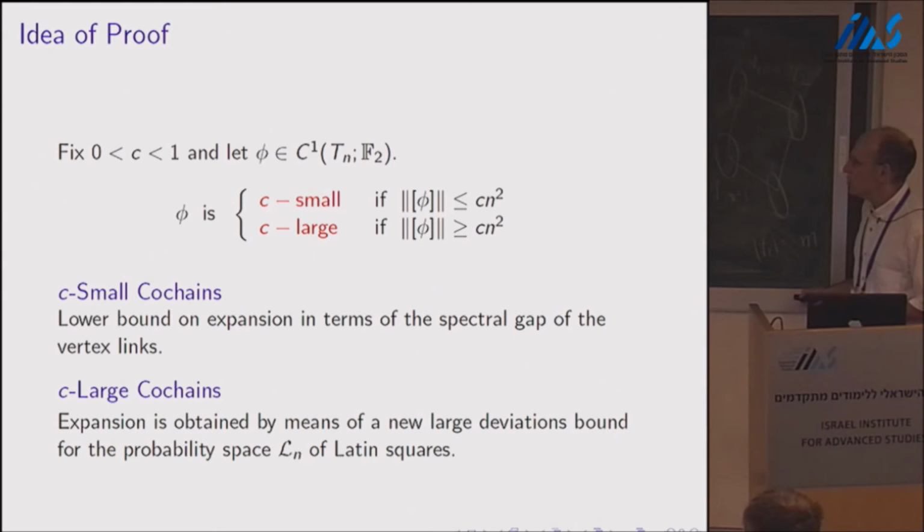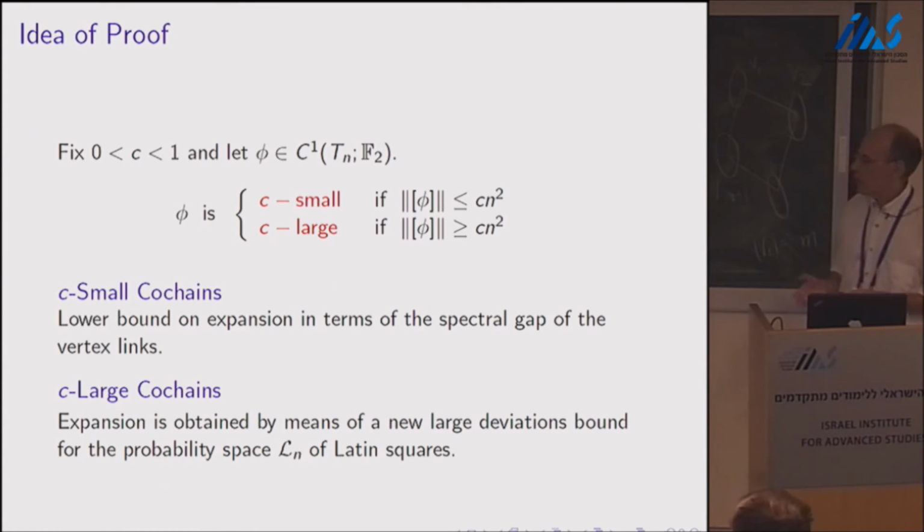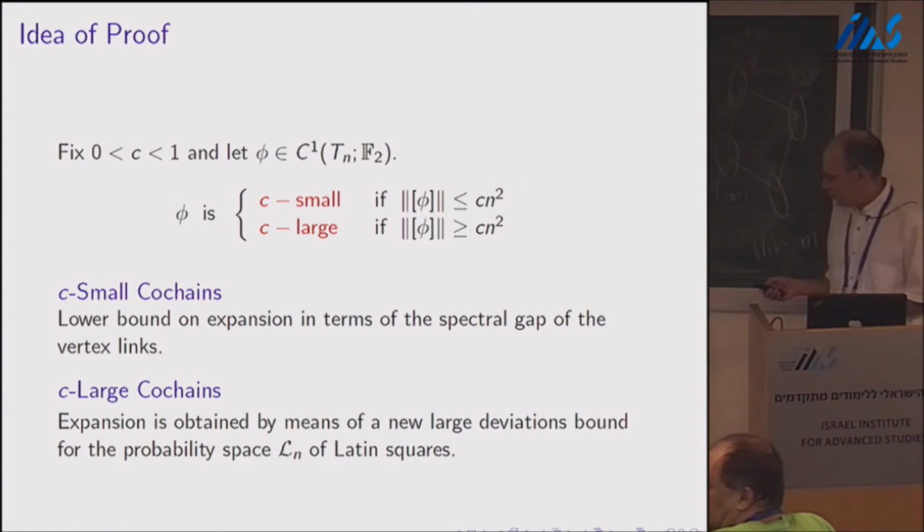The big cochains have to be treated by somehow understanding the space of Latin squares. The space of Latin squares is not something that you can work with very easily because you cannot count them readily. You can just somehow estimate their size. And so this is another ingredient.